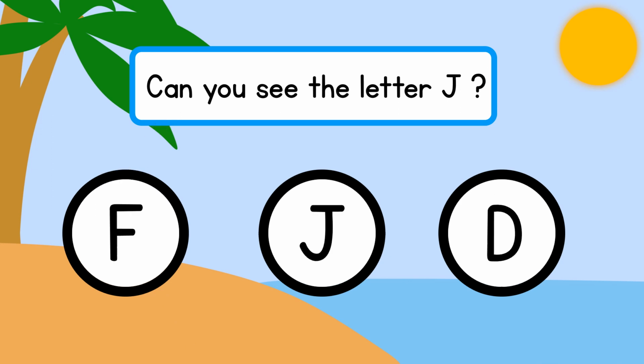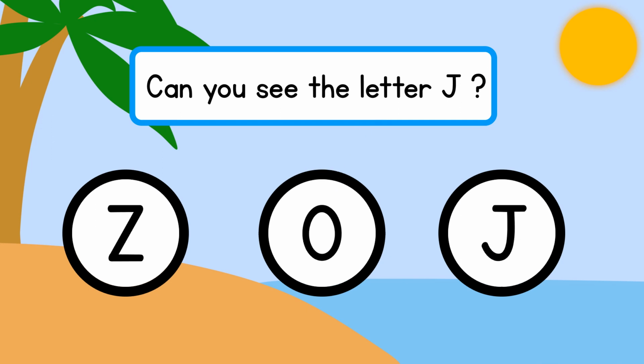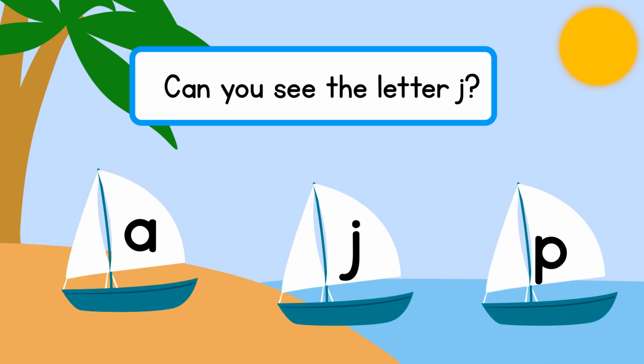How about this? That's great. How about this? Good job. This is the big J or the letter J. Can you see the small letter J? That's great. This is the small letter J.